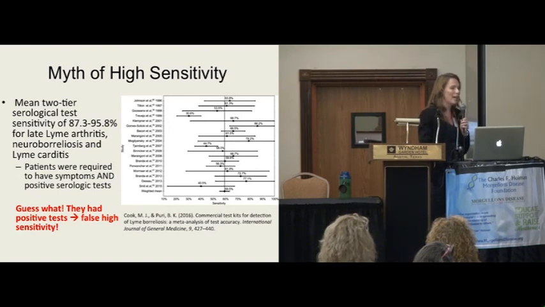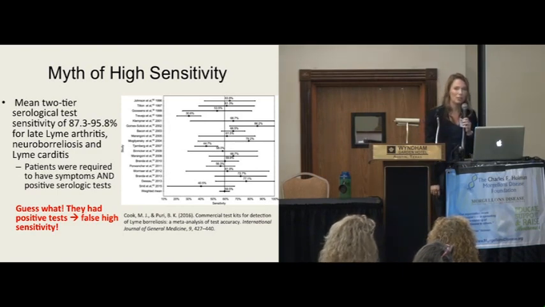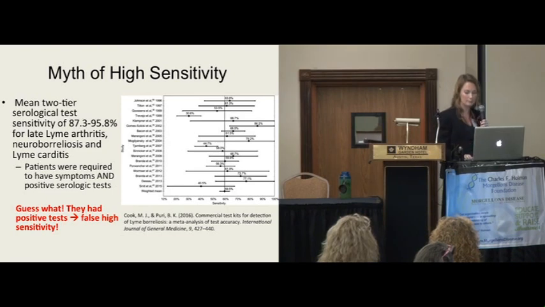So how do you test for sensitivity? Well, they take a group of patients who are required to have Lyme symptoms. So here is a group of patients with Lyme-like illness, and they have positive Lyme serology. These are patients who are symptomatic and already tested positive. Then they test them again, and guess what? They're positive, so that's why they have such high sensitivity. It's circular reasoning, and we really need to get out of that.